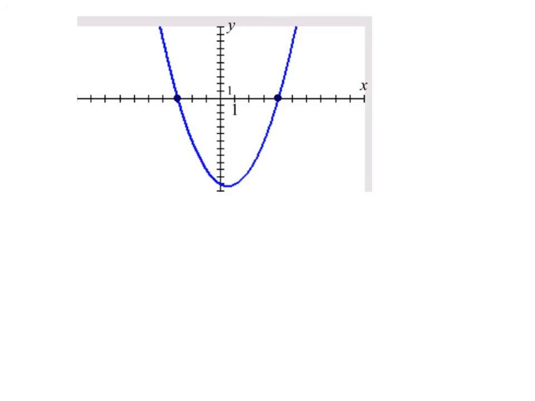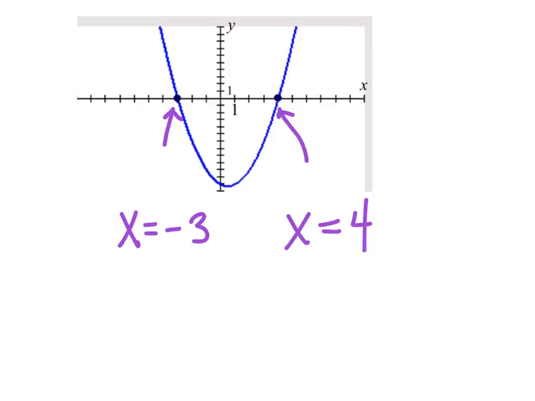Let's try the same thing for this graph. Why don't you see if you can start it on your own? Identify the zeros and try to write the two factors. If you're confident, go ahead and write the equation. Pause it, see what you've got. Well, hopefully you're off to a good start.